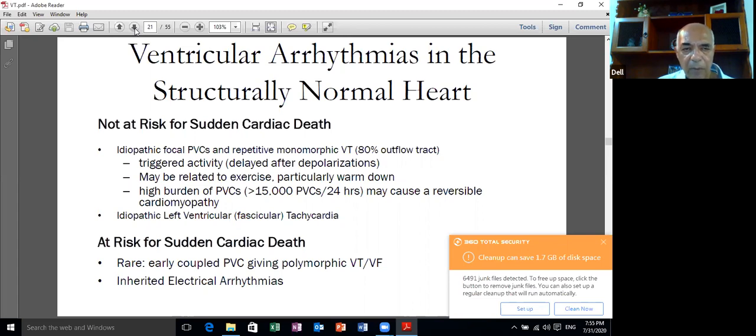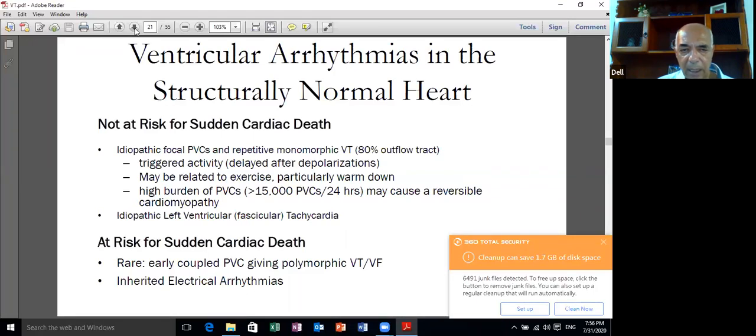The group without risk of sudden cardiac death and contraindication for ICD implantation includes idiopathic focal PVC and repetitive monomorphic ventricular tachycardia. 80% of these arrhythmias arise from the outflow tract of both ventricles, essentially the right, and to a lesser extent from the sinus of Valsalva or the left ventricular outflow tract. These arrhythmias are usually due to triggered activity, delayed after depolarization.